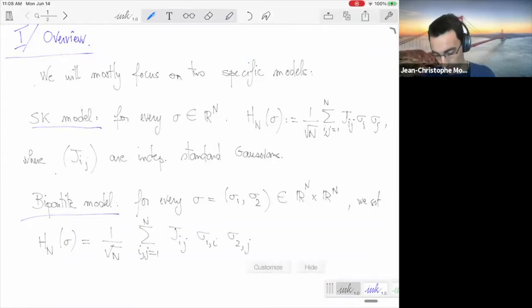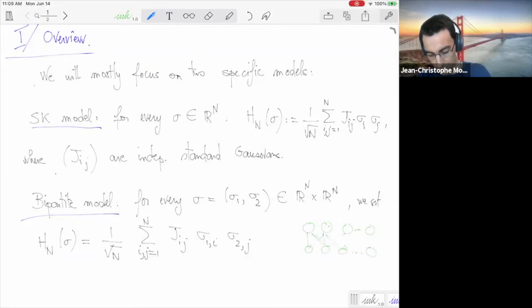Okay, so remember that the picture you should have in mind is that we have our configurations organized on two layers, and we have links between all of these layers, I guess. Okay.